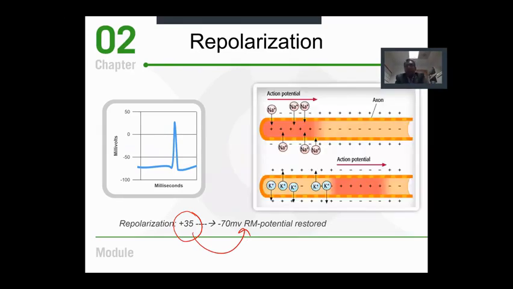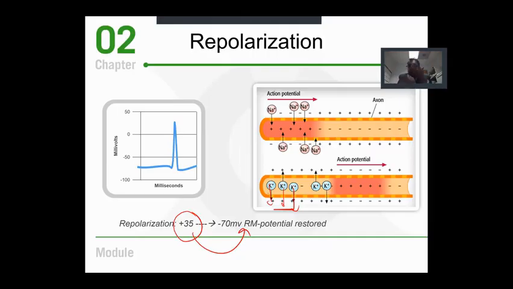Well, it happens through potassium efflux. In other words, the potassium ions that are more in the neuron come out of the membrane or the axon. So what happens when the positive ions leave the neuron? It becomes more negative. From positive 35, it drops to negative 70 millivolts.